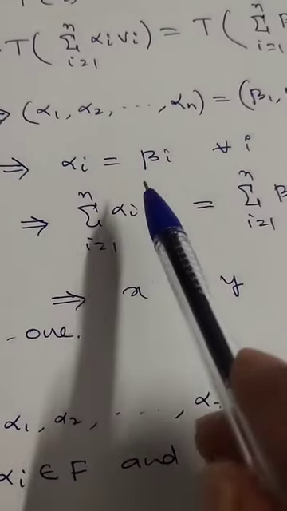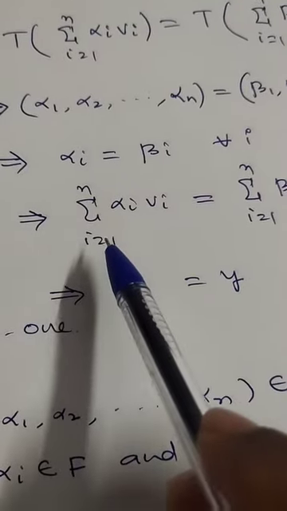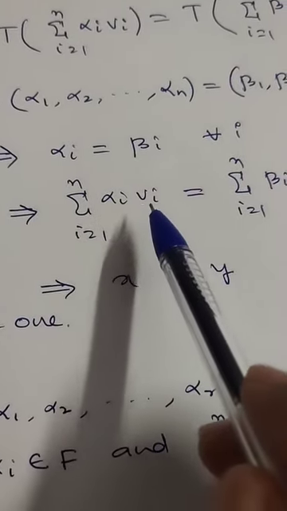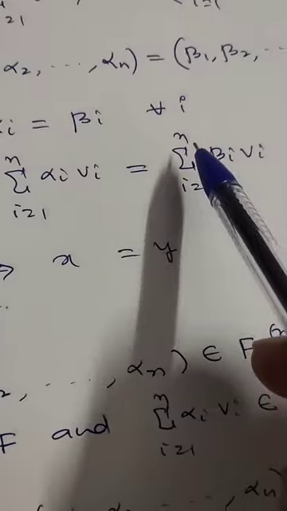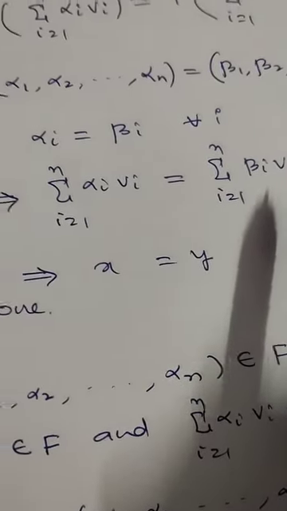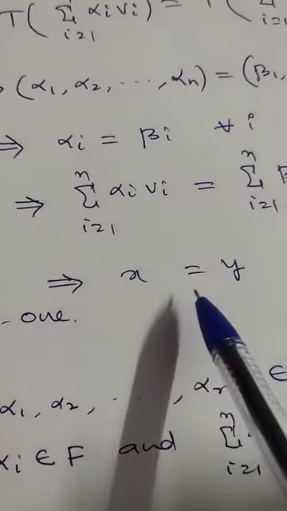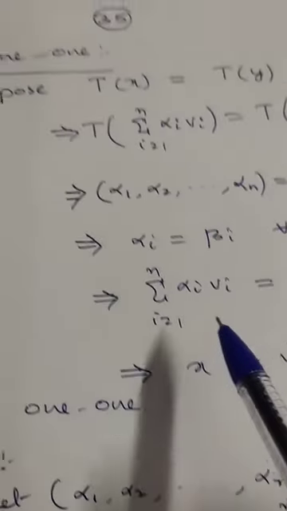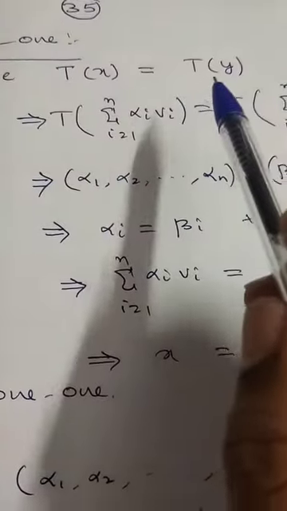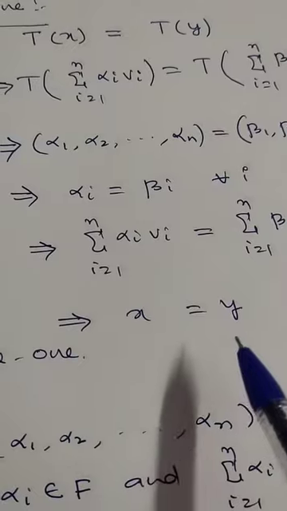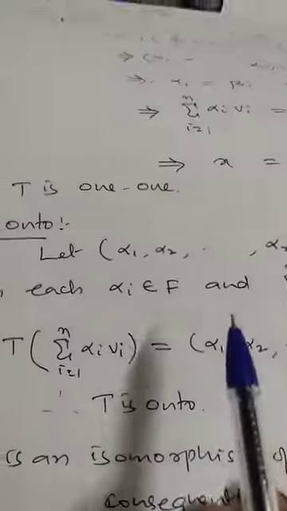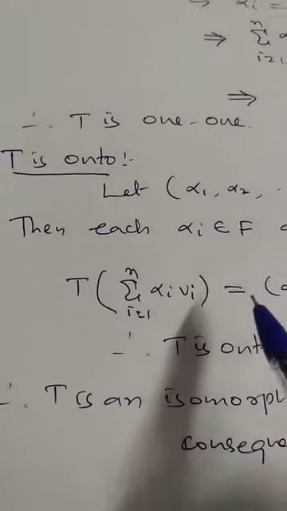This holds for each i, which means the linear combination summation i equal to 1 to n alpha i Vi is the same as summation i equal to 1 to n beta i Vi. Now this is nothing but x, and this is nothing but y. Therefore we have assumed that T of x is equal to T of y, and we have shown that x is equal to y. Therefore T is one-one. So now we show T is onto.